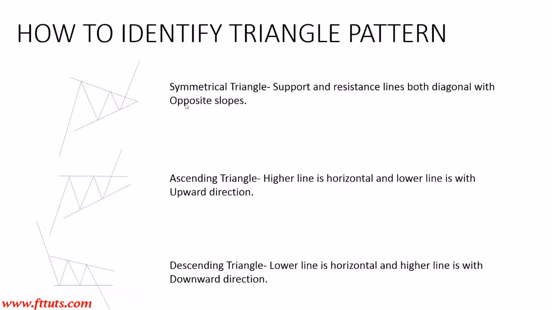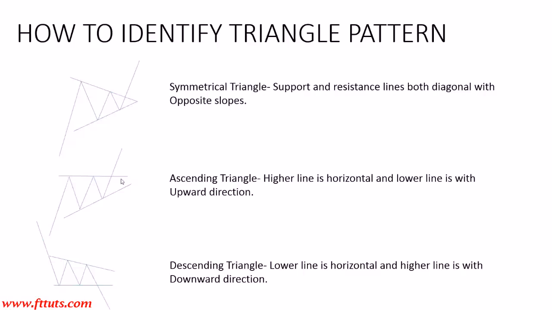You can see it's written: symmetrical triangles, support and resistance lines, both diagonal with opposite slopes. Diagonal with opposite slopes, that's true. Now let's take a look at the ascending triangle. The higher line is horizontal and the lower line is in an upward direction. The higher line, the resistance, is in horizontal mode. This is the ascending triangle.